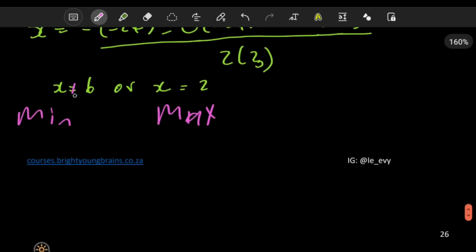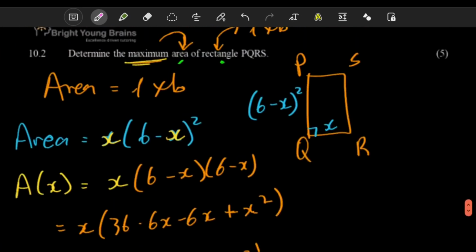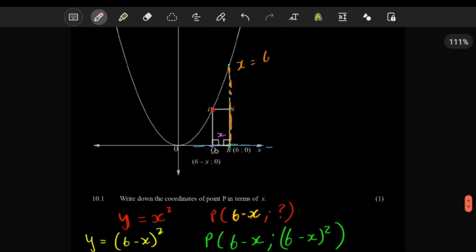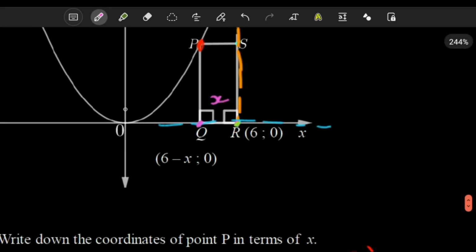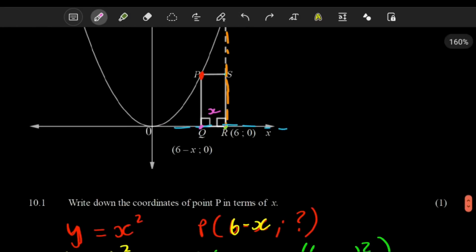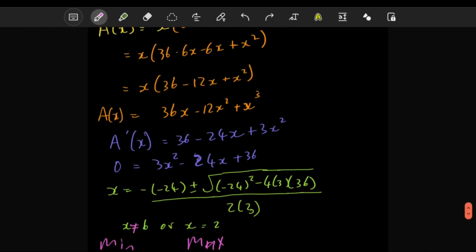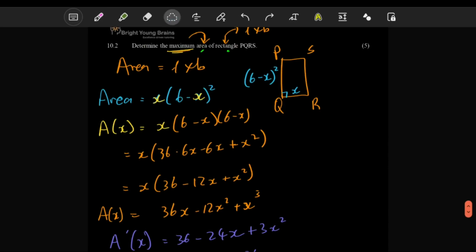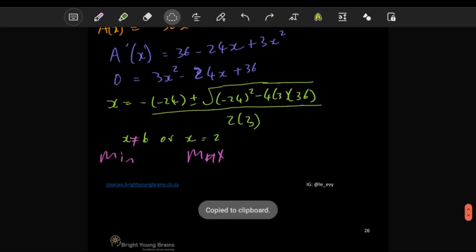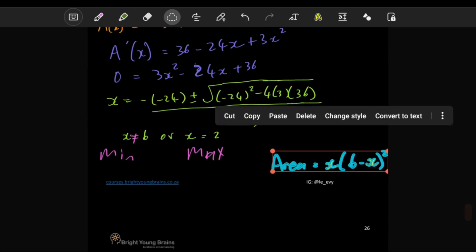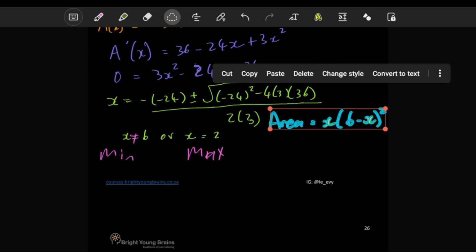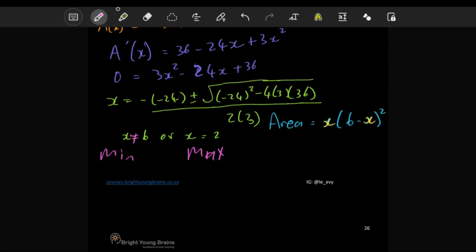That's why we have to rule out the 6, because if x is 6, it just means that this thing here is stretched out all the way until there. So your rectangle will literally just be a straight line, and it won't have any area. So that value of 6 is going to give you the minimum area. The value of 2 is the one that gives you the maximum area. Because we now know our area will be a maximum where x is 2, all we have to do is put an x value of 2 into the equation for area and get an answer.